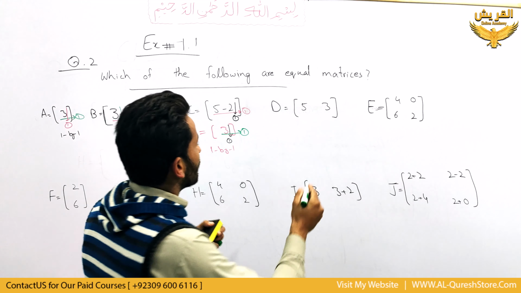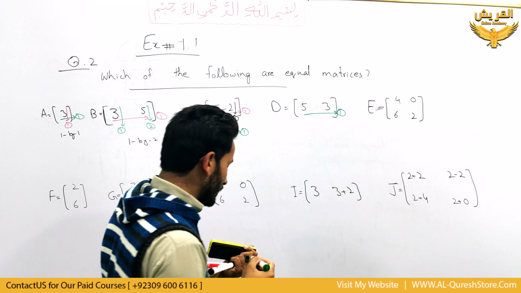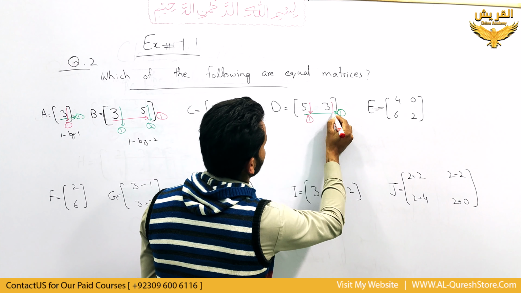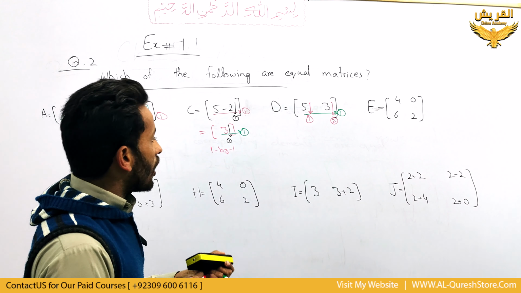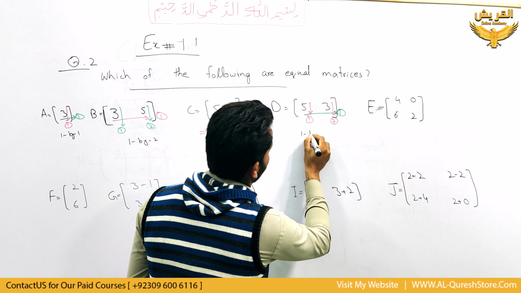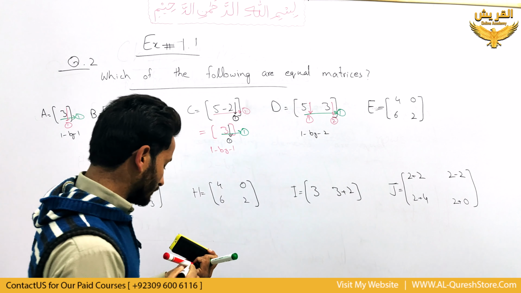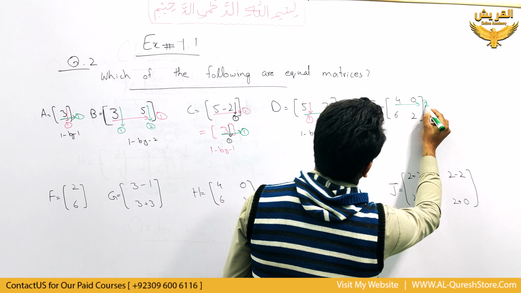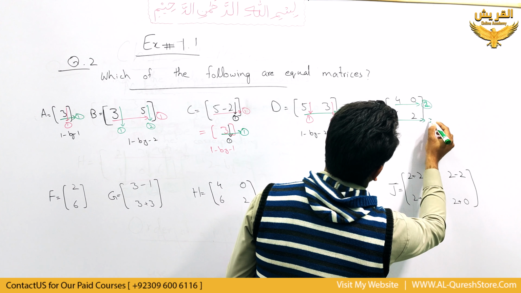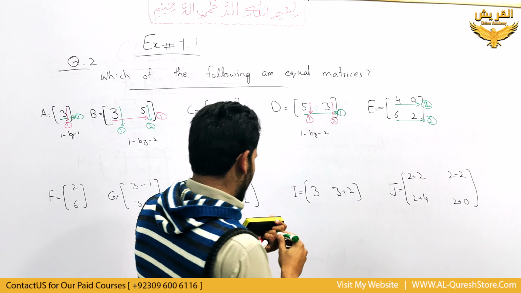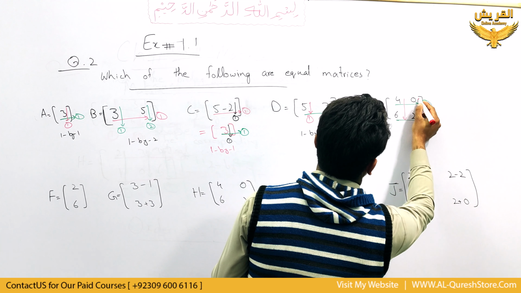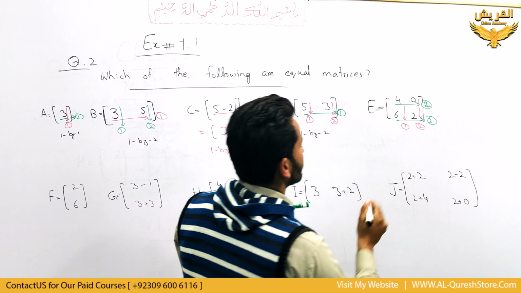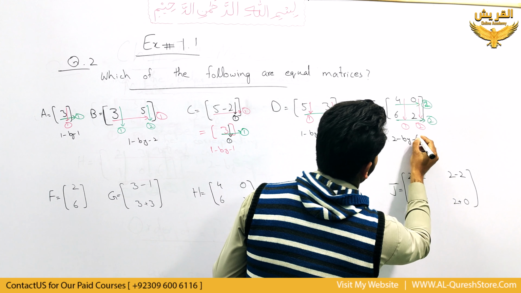See the next one, only a single row in this matrix, and the number of columns is 2, first column and second column. Order of this matrix is 1 by 2. See the next one, number of rows is 2 and the number of columns is also 2. Order of this matrix is 2 by 2.